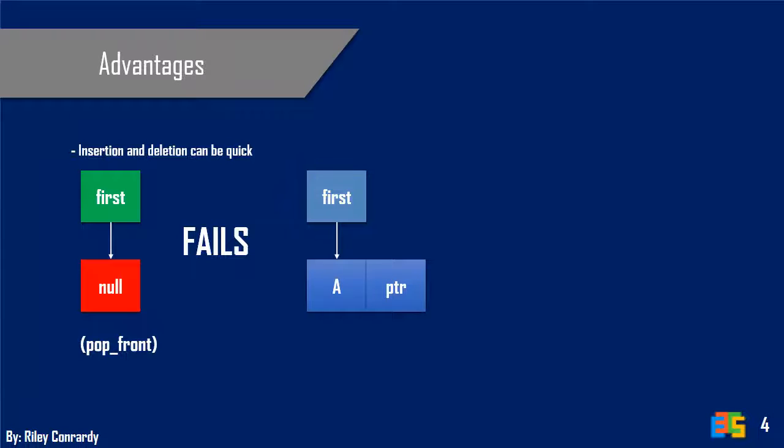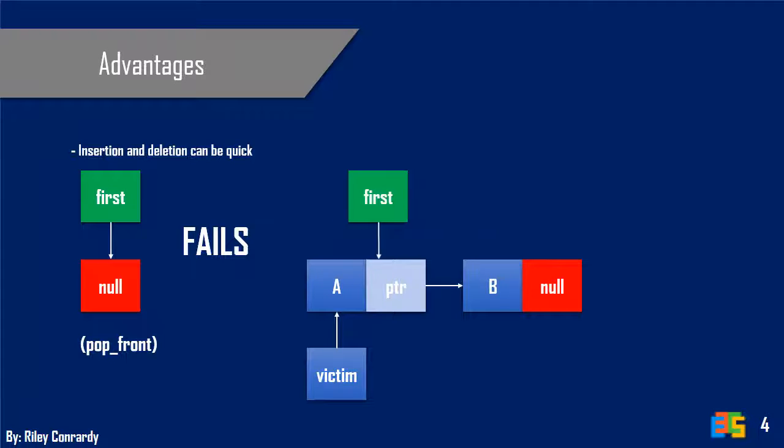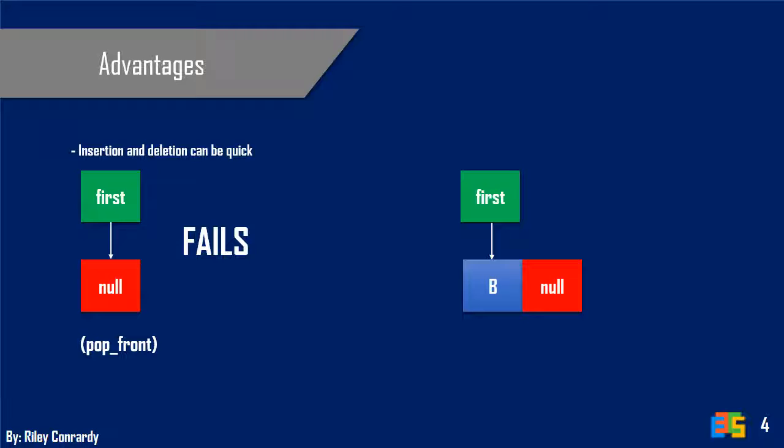For deletion, a victim pointer is made. This victim pointer points to the previous first element. The first pointer points to the second element in the linked list, and the victim pointer is deleted.